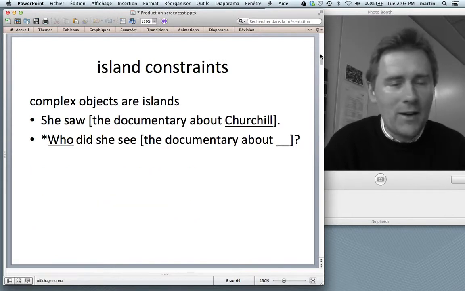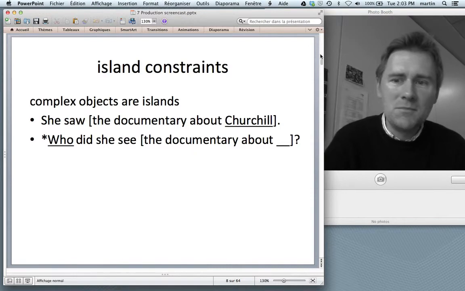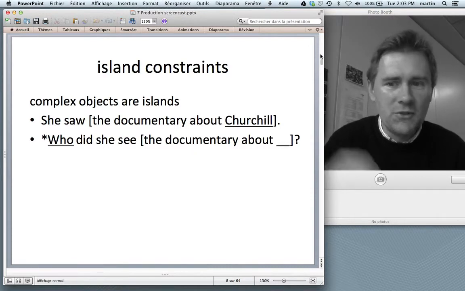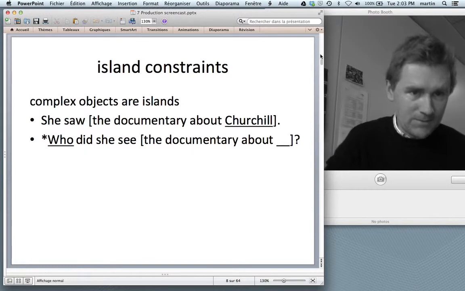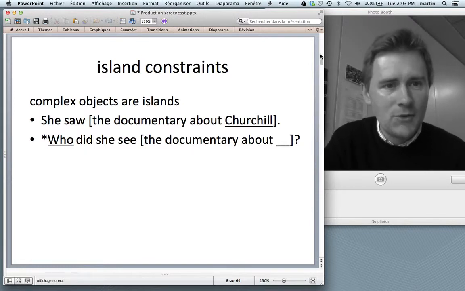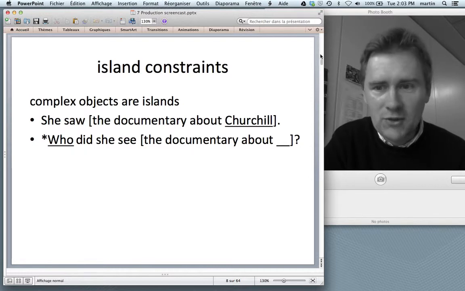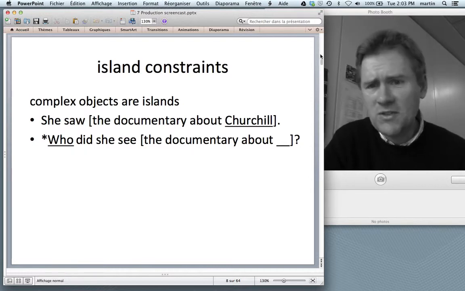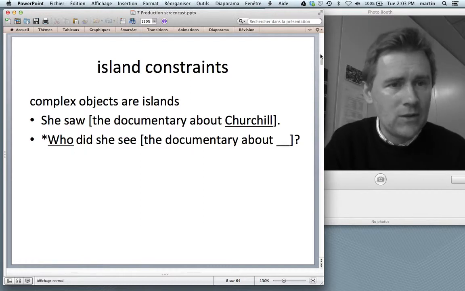Complex objects are islands. Consider the sentence, she saw the documentary about Churchill. The documentary about Churchill is again a complex noun phrase in object position. And there's a prepositional phrase in there, about Churchill. And notice that you can't question Churchill. You can't ask, who did she see the documentary about? Or, who did she see the documentary that was about? That doesn't work. And it's because complex objects are syntactic islands.